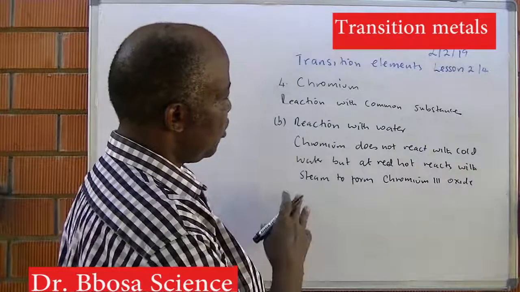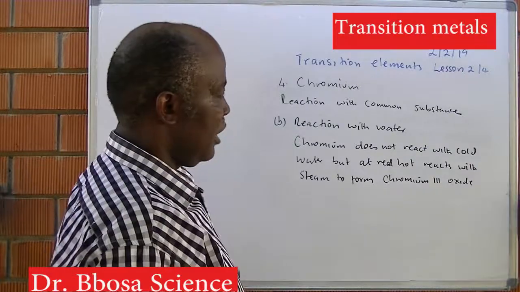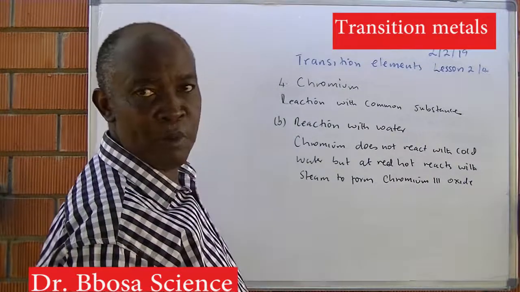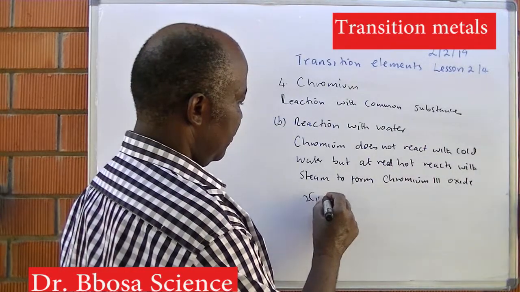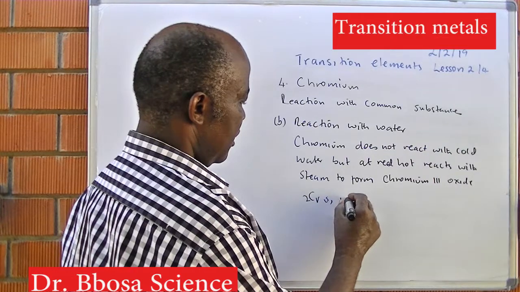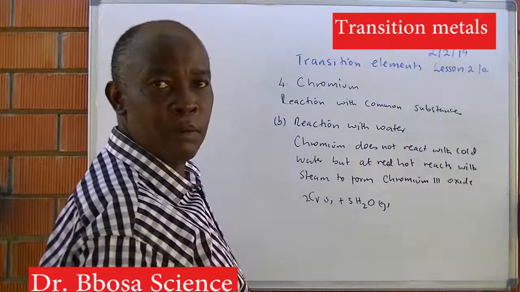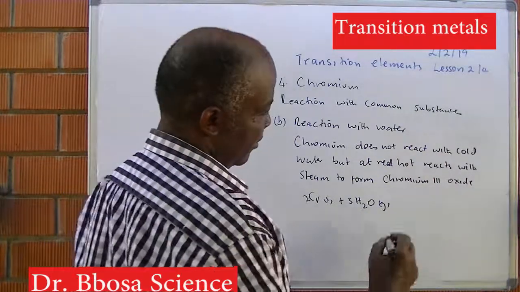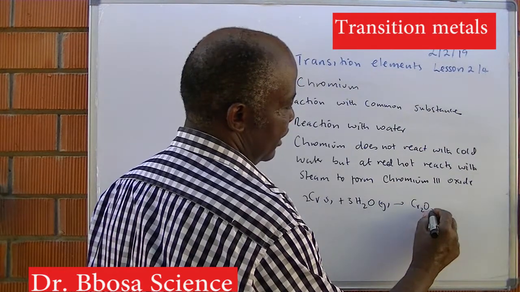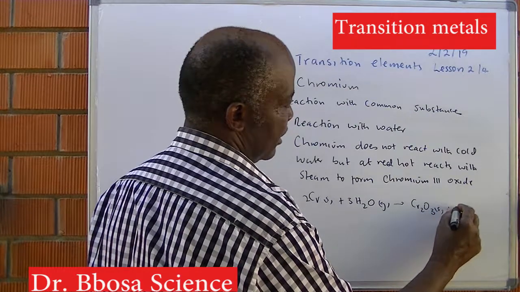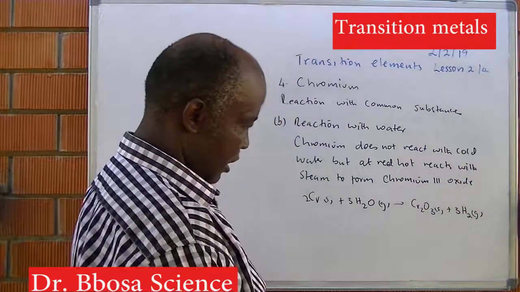Reaction with water. Chromium doesn't react with cold water, but at really high temperatures it reacts with steam to form chromium(III) oxide. So chromium solid plus water, steam in gaseous form, will give you chromium(III) oxide solid plus hydrogen gas.